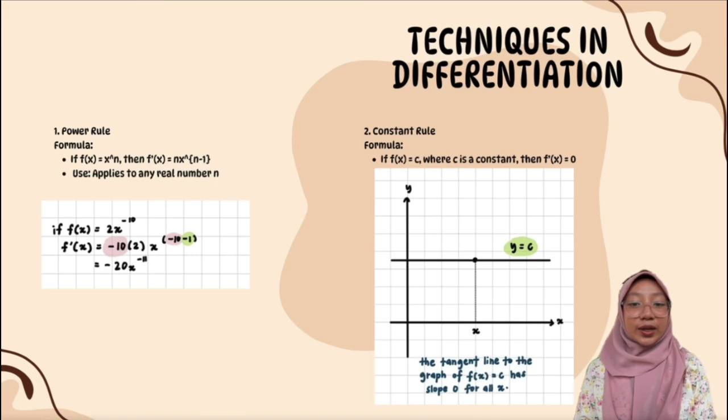Now we will look at the constant rule. For the constant rule, the formula that we'll be using is if f(x) equal to c, where c is a constant, then f prime x equal to 0. If you look at the graph, y equal to 6. Therefore, the tangent line to the graph of f(x) equal to c has slope 0 for all x.